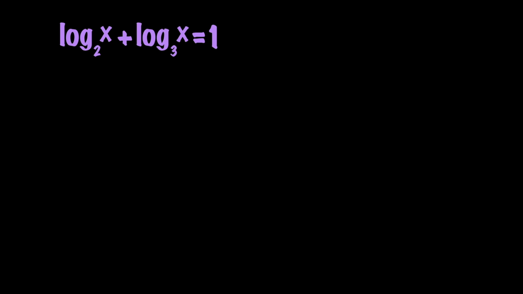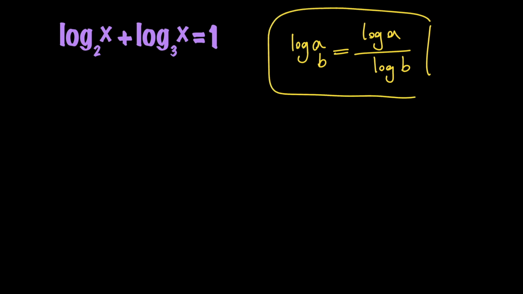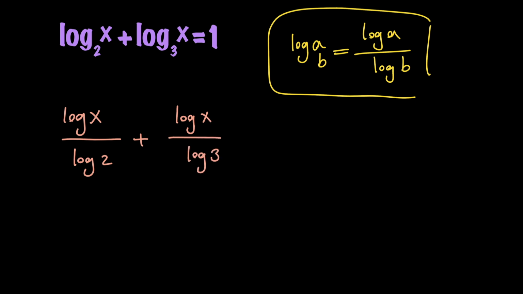So we know that log of a with base b can be written as log of a over log of b, right? So let's go ahead and use this on the left-hand side. We're going to have log x over log 2 plus log x over log 3 equals 1.